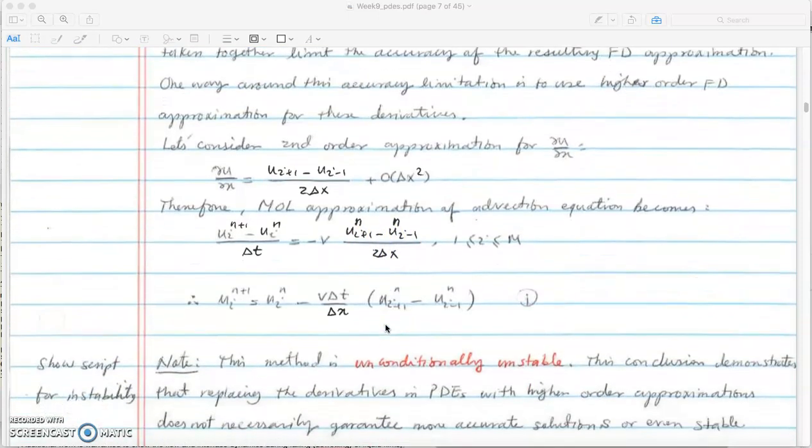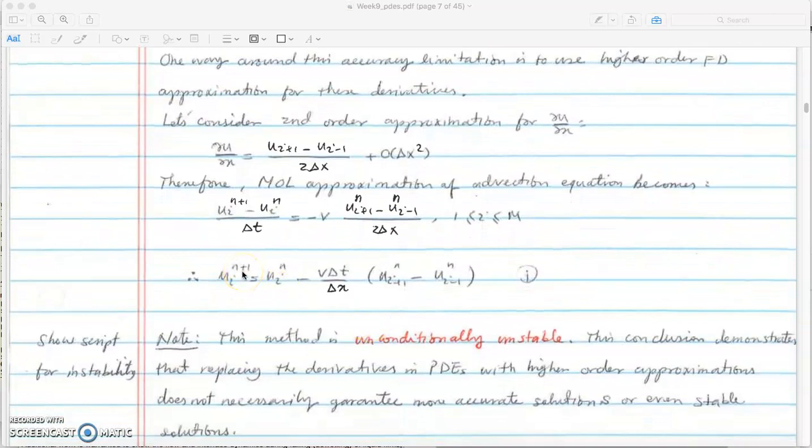Alright, so the unknown here would be u_i^(n+1), and we move everything at time n to the right side. So we're going to get u_i^(n+1) equals u_i^n minus v dt/dx times u_(i+1) at time n minus u_(i-1) at time n. Alright, so now we're going to claim that this method that we derived here in equation 1 is unconditionally unstable.